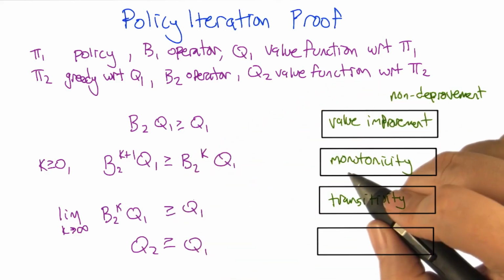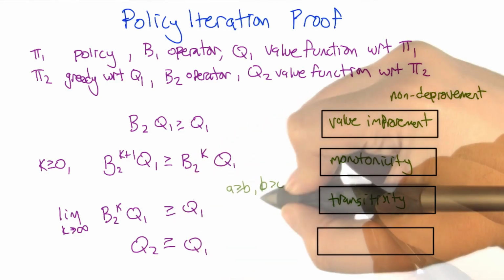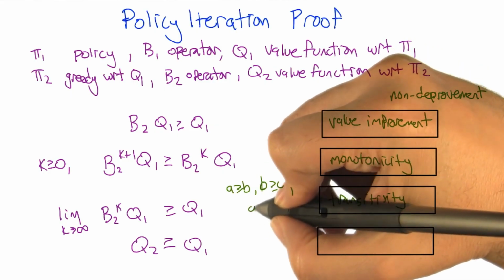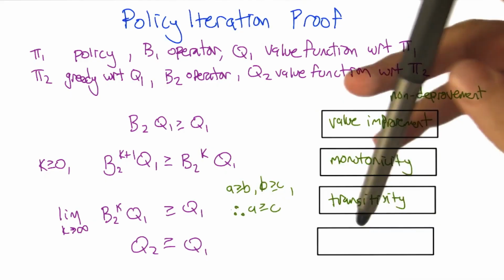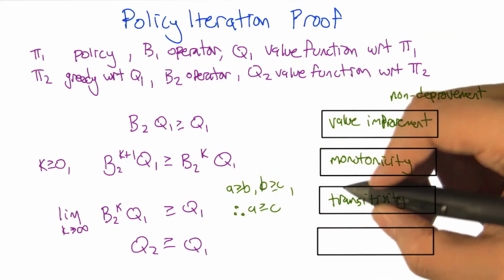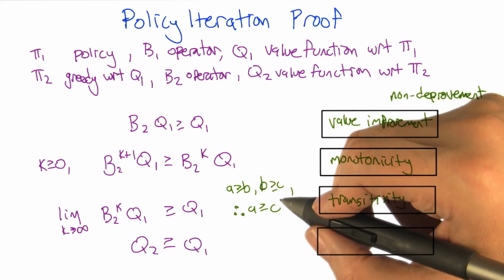Right. But just to remind everyone, that's just if A is greater than B and B is greater than C, we know that A is greater than C. Right. Transitivity. Yeah, that's just using transitivity, but we're using it over and over and over again. A greater than B greater than C greater than D greater than E greater than F greater than G.